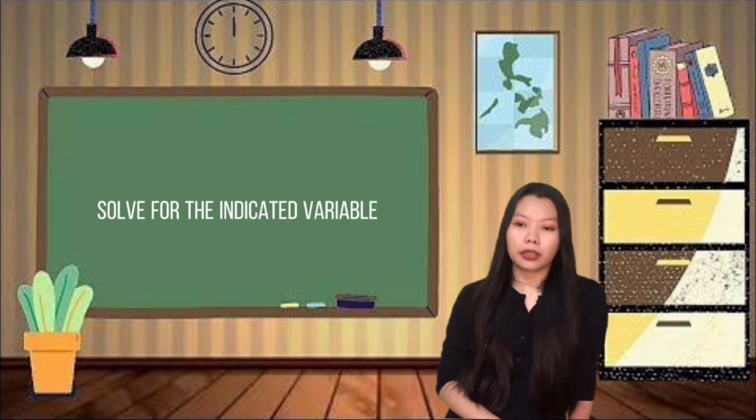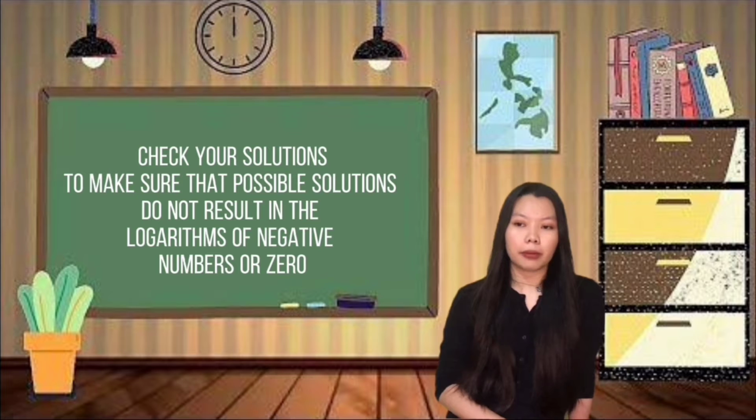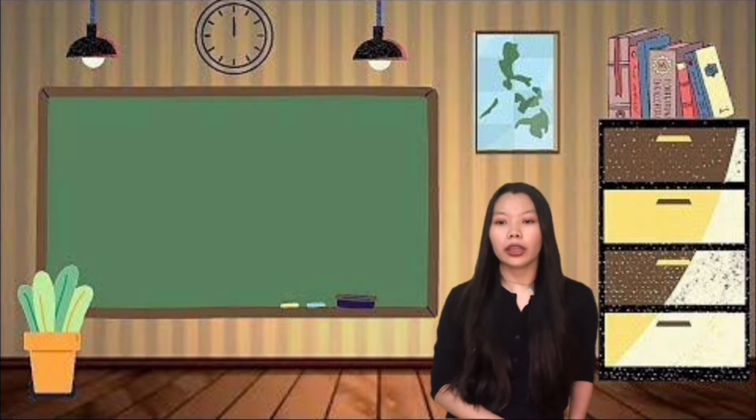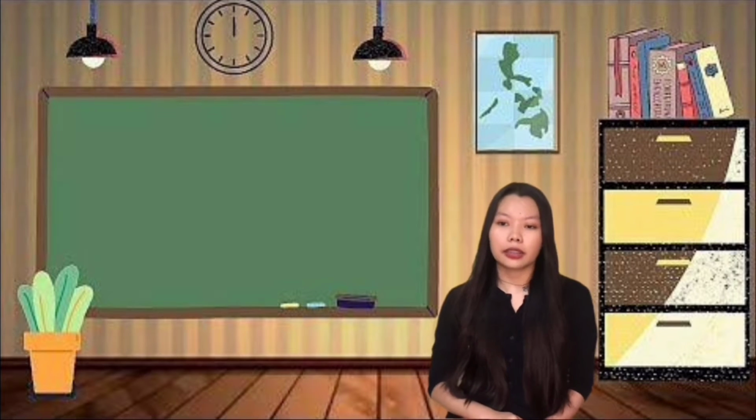The last step would be to check your solution to make sure the possible solutions do not result in the logarithm of negative numbers or 0. To widely understand and apply these steps in different equations, let us proceed with the examples.